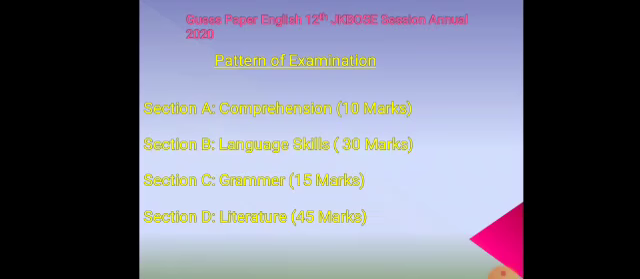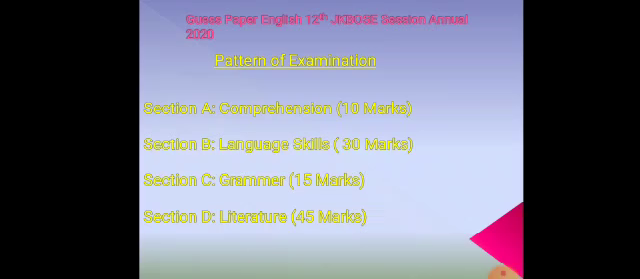Dear students, regarding the English subject for class 12th, the question paper will be based on four sections. Section A, comprehension, will carry 10 marks. Section B, language skills, will carry 30 marks. Section C, grammar, will carry 15 marks. Section D, literature, will carry 45 marks.